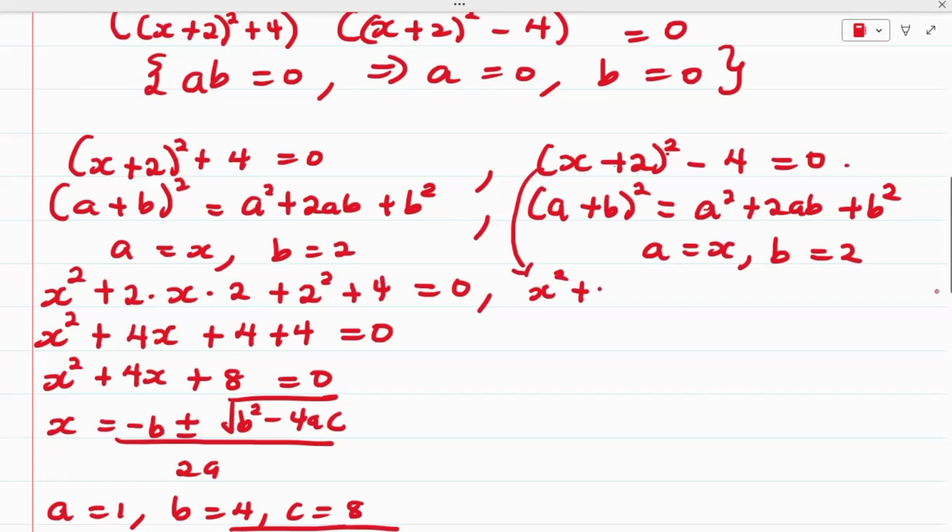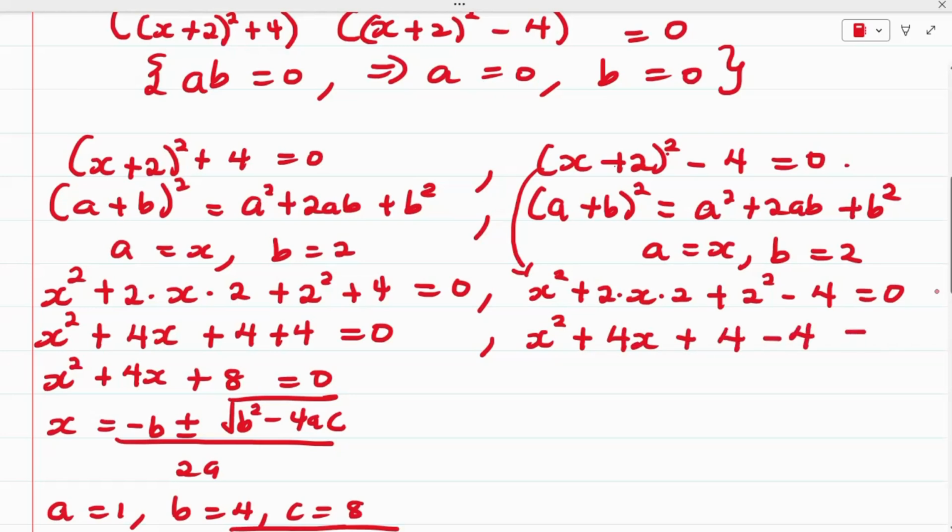So from here, we have this to be x squared plus 2 multiplied by x multiplied by 2, plus 2 raised to the power of 2, minus 4 is equal to 0. We have this to be x squared plus 2 multiplied by 2, which is 4x, plus 2 raised to the power of 2 is 4, minus 4, which is equal to 0. We have that x squared plus 4x, 4 minus 4 is 0, so this is equal to 0.